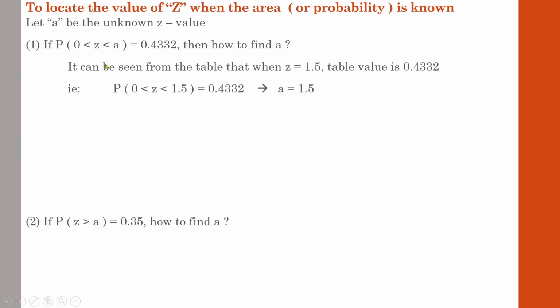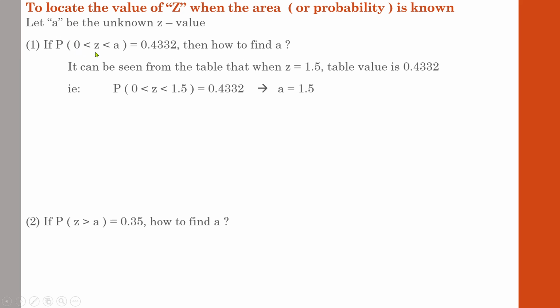The thing is that here the probability function is represented as 0 less than Z less than A, and here it is Z greater than A. It may be greater than A, or it may be less than A, it doesn't matter, but you need to consider the fact that whenever you come across this pattern and also this one, there's a difference with regard to the computation.